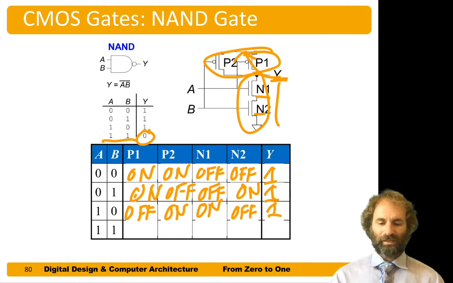Finally, if A and B are both true, P1 is off, and P2 is also off. N1 is on, N2 is on. Now there's no path from Y to power, because both PMOS are off. There's a path from Y to ground through the 2 NMOS transistors in series, so the output goes low, and sure enough, we've built a NAND gate.